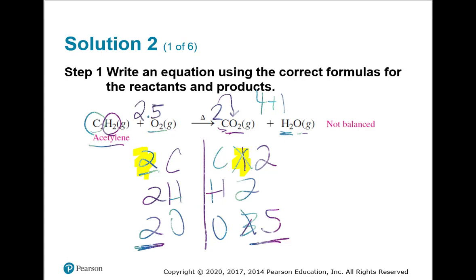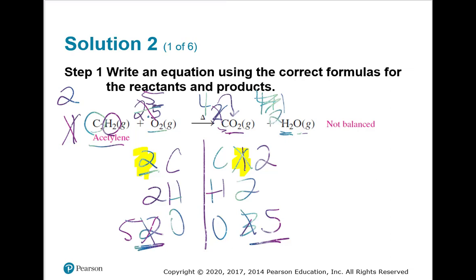2.5, right? If I put 2.5 in front of O2, 2.5 times 2 would give me 5, but I can't have a part of a coefficient. I need it to be a whole number. Well, in that case, I have to double everything in my equation. That would give me a whole number. So I did have one of these, so I'm going to double and make this 2. I'm going to double this 2.5 to make it 5. I'm going to double this 2 to make it 4. And there was nothing in front of this H2O, so I'm going to double it and make it a 2.